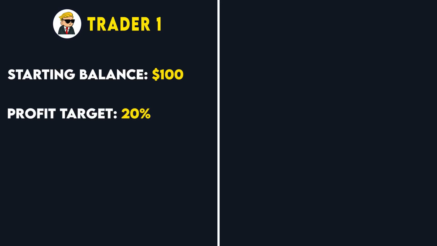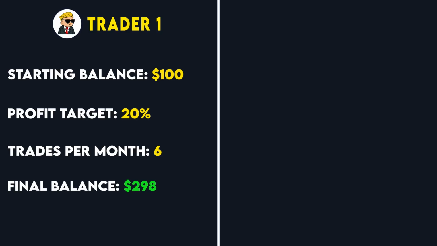So Trader One is the YouTube guru that I was talking about before. We gave them a starting balance of $100. They have a profit target of 20% per trade, which is, one, not only risky, but you're gonna find way less trades like that per month. So in this example, I have them taking 6 trades per month. So this is saying if all 6 of these trades were successful, which I'm not even including any risk, and even finding 6 trades a month with 20% profit is pretty hard, but we'll give them the benefit of the doubt, this specific trader would have made $298.